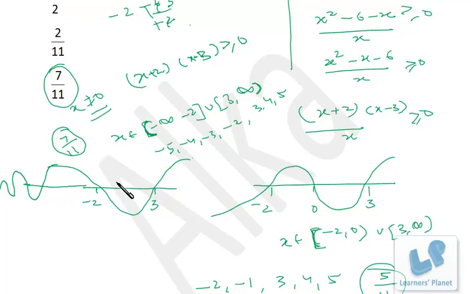Whatever range is above the number line will give you the range of values when this expression is greater than 0, and the values below the number line will produce a range when this expression is less than or equal to 0. For any value between −2 and 3, suppose we take 1, that will produce a negative result. You can see 1 plus 2 is 3, and 1 minus 3 is −2, so that's less than 0. So this shows the negative values and this shows the positive values of this expression.